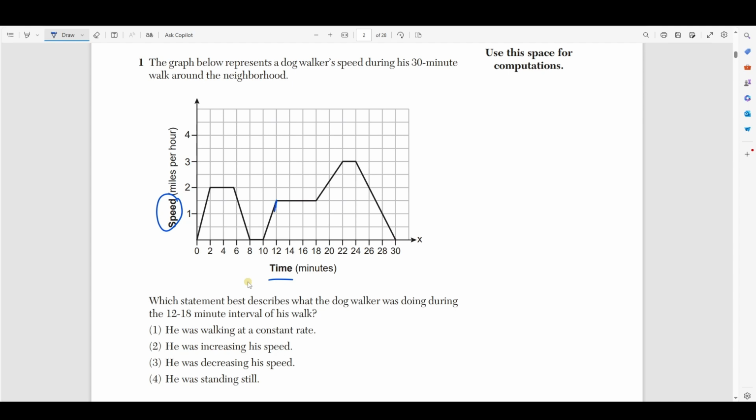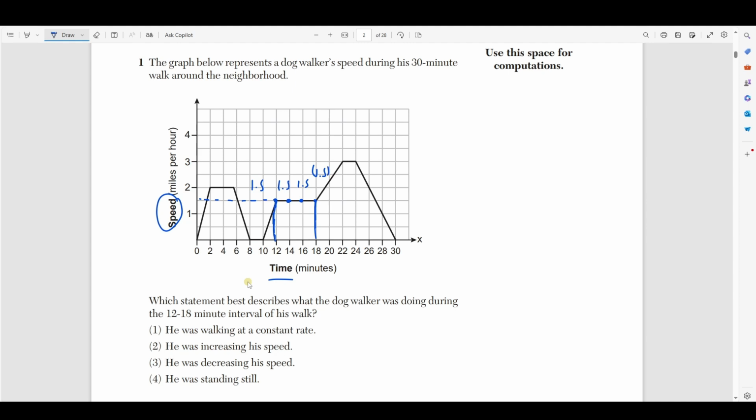So between 12 to 18 minutes, that's this interval from 12 to 18. So it starts at this point, ends at this point. And the best way that you could interpret this is just read the graph. What happens at these points? At 12 minutes, his speed is what? His speed is between 1 and 2, so 1.5. At 14 minutes, his speed is 1.5. On 16 minutes, it's 1.5. And on 18 minutes, it's also 1.5.